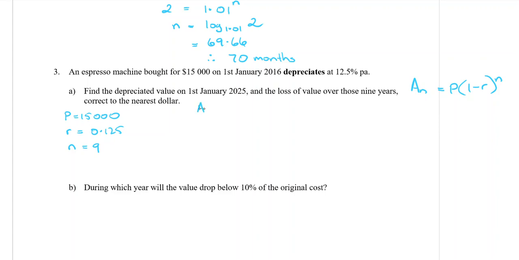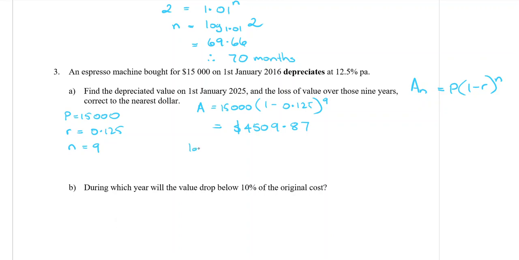All right, in that formula, A equals 15,000(1 - 0.125)^9. I got $4,509.87. So it went from being worth $15,000 to 9 years later, it's now only worth $4.5 grand or a bit over. But the question says, find the depreciated value, done that part, and the loss of value over those 9 years. It wants to know in dollars how much money I've lost there.